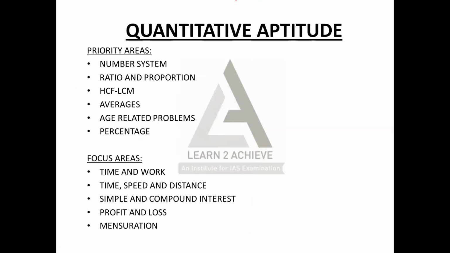Now coming to the next one, the most haunted, most dreaded topic, that is the quant portion. A lot of students do not prepare this quant portion thoroughly. All I am saying is in our course we will be focusing on these 6 priority areas, nothing else: number system, ratio and proportion, HCF, LCM, averages, age related problems, and percentages. They form more than 50% of your quant questions asked in UPSC CSAT. Only by doing these 6 topics you will be able to get more than 15 questions accurate.